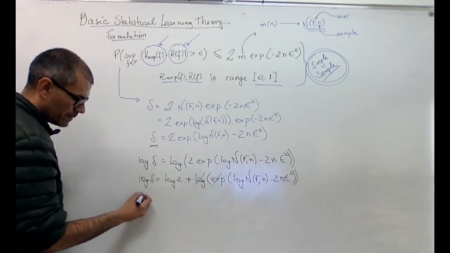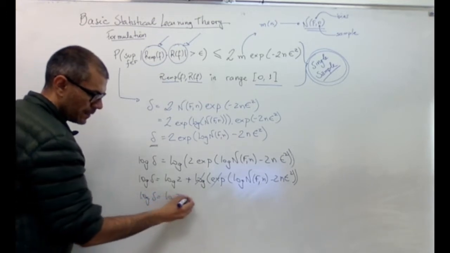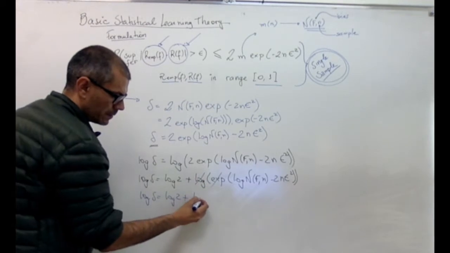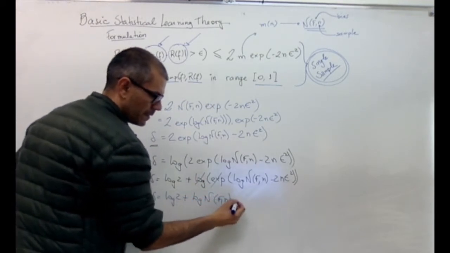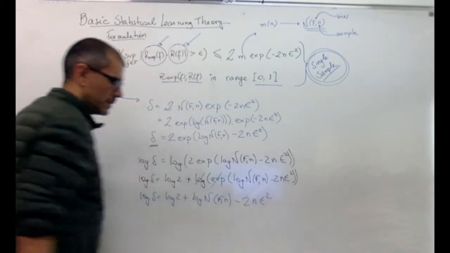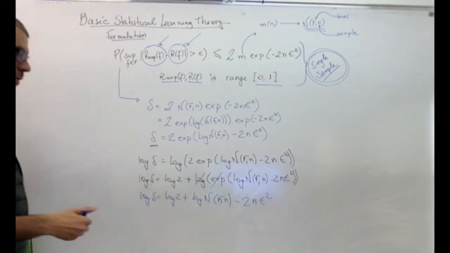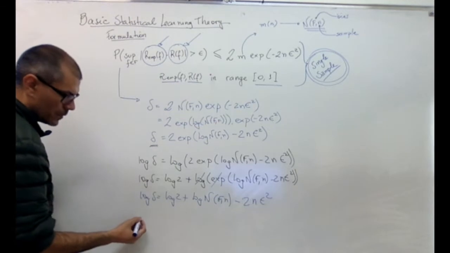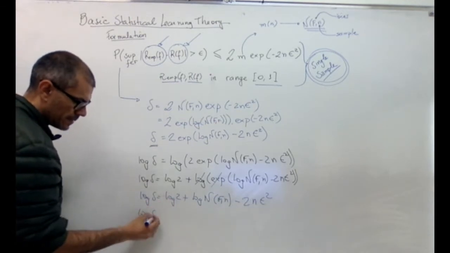So we have log of delta equal to log of 2 plus log of the Shattering Coefficient for a single sample, minus 2 times n epsilon squared. Now we can isolate epsilon. So our epsilon will be something like this. Let's do it step by step.